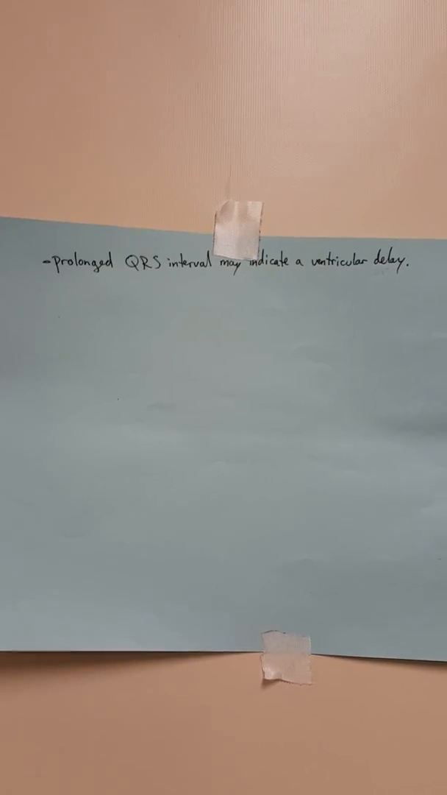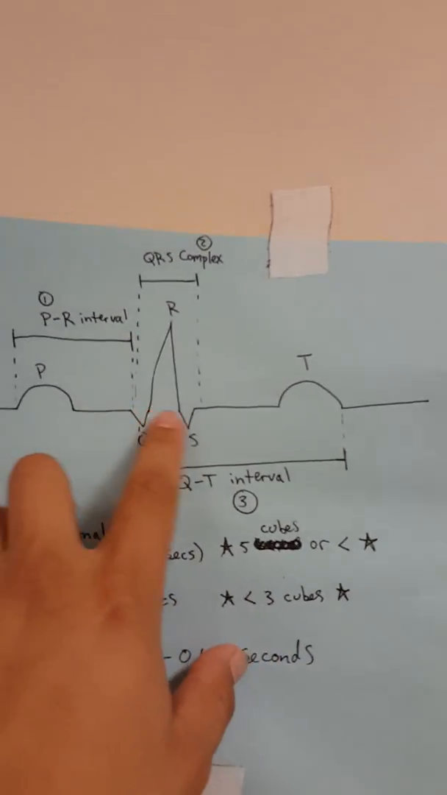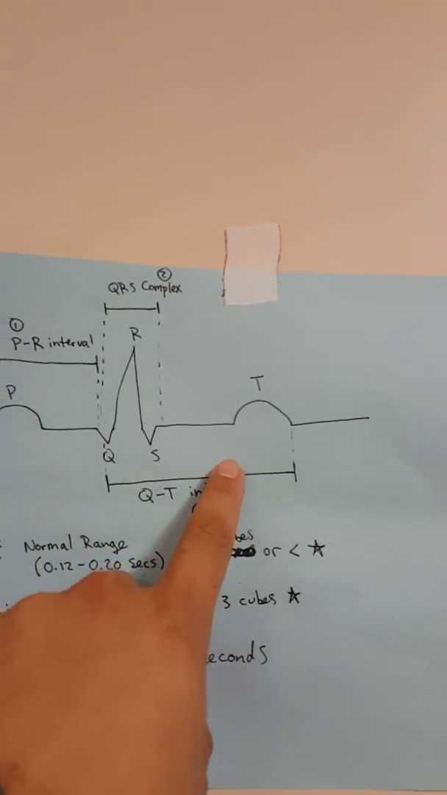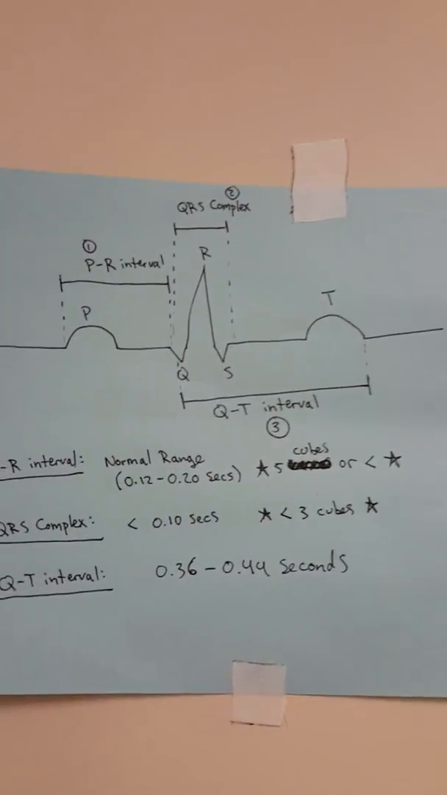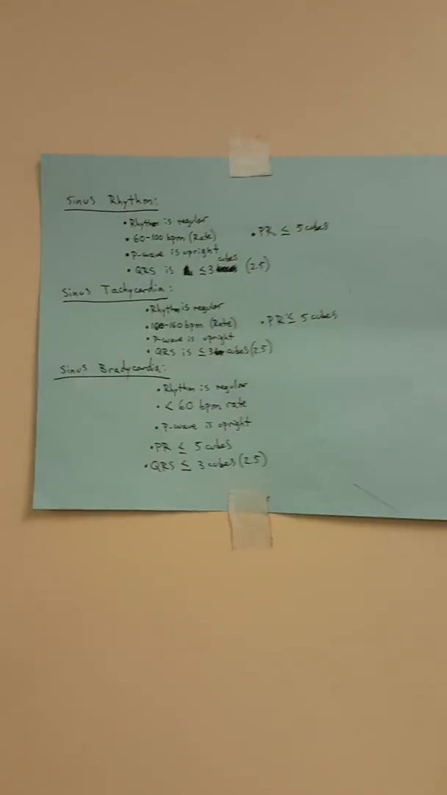And a prolonged QRS interval may indicate a ventricular delay. So that would be this here. If this QRS is wider than normal, then it would indicate a ventricular delay.